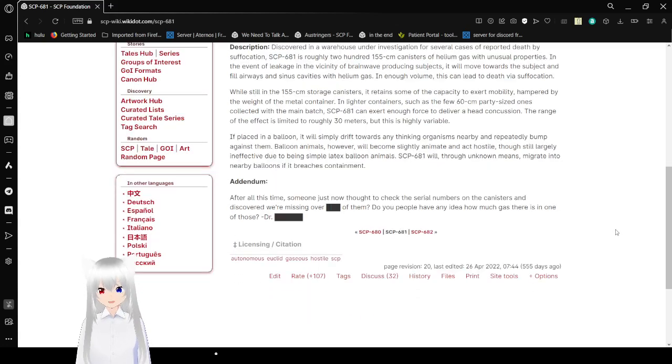Addendum: After all this time, someone just now thought to check the serial numbers on the canisters and discovered we're missing over a blank of them? Do you have any idea how much gas there is in one of those? Dr. Blank.